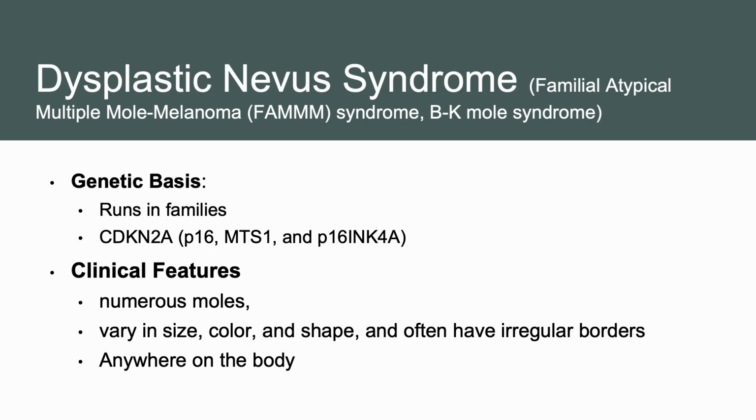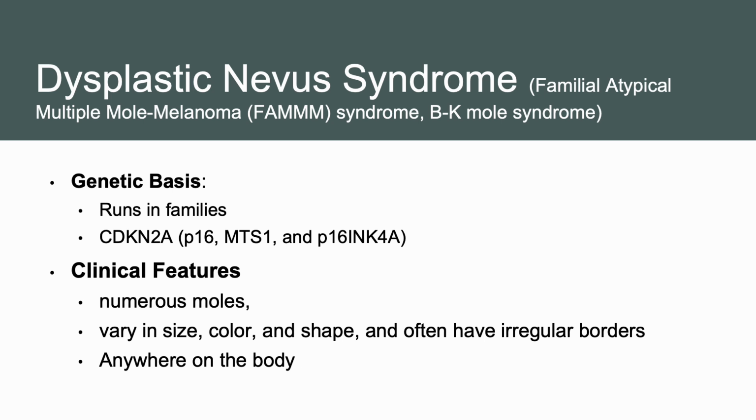Now let's talk about the dysplastic nevus syndrome, or familial atypical multiple mole melanoma syndrome, or an older term, the BK mole syndrome. I personally prefer the dysplastic nevus syndrome. It's a hereditary condition characterized by the presence of multiple atypical moles or dysplastic nevi and an increased risk of developing melanoma, which of course, as we discussed, is a serious form of skin cancer. Here are some key points about the syndrome.